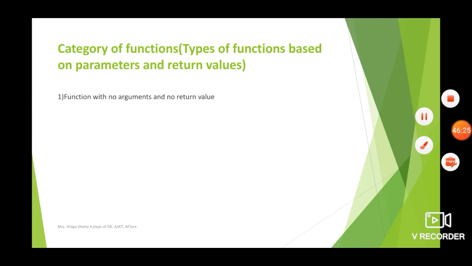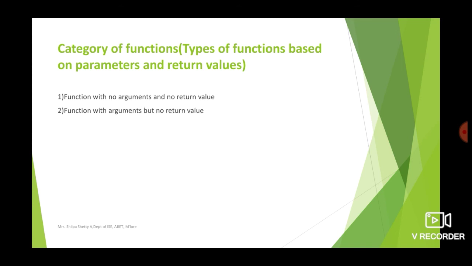Next we have different categories of function, that is, types of function based on parameters and return values. You know what parameters are: the data required by the function to execute, and the return value is the type of value the function returns. Based on these two, there are different categories of functions. These are the categories: function with no arguments and no return value. This is a function which does not take any parameter and does not return a value. The second one is function with arguments, which takes arguments but does not return a value.